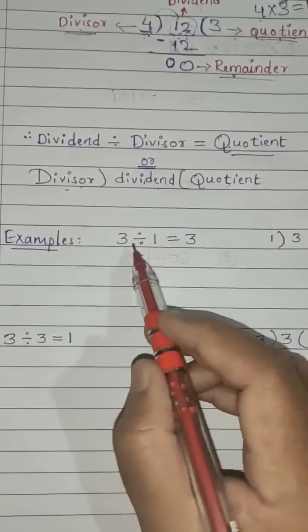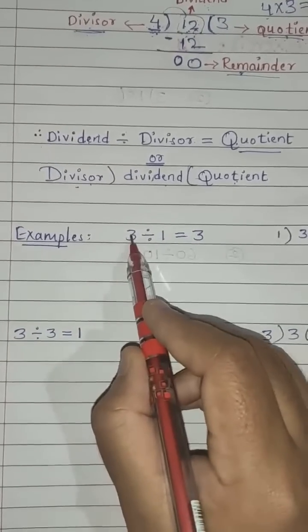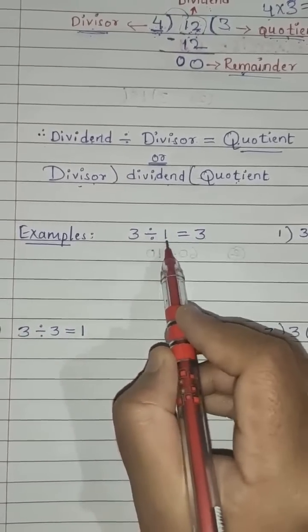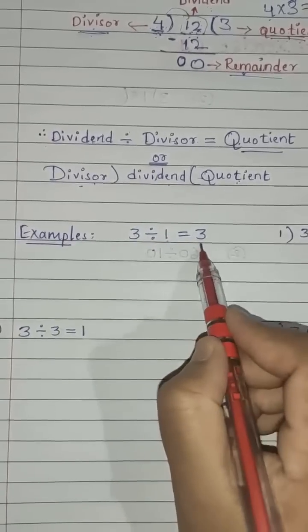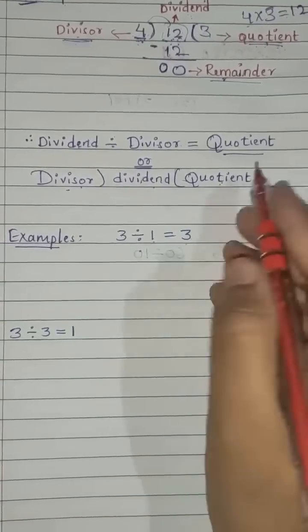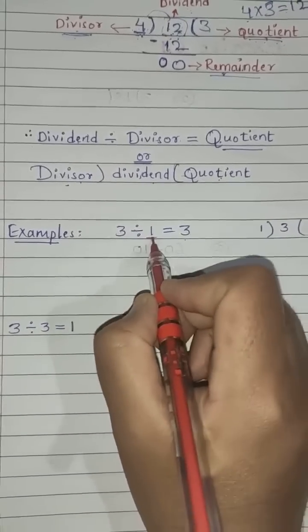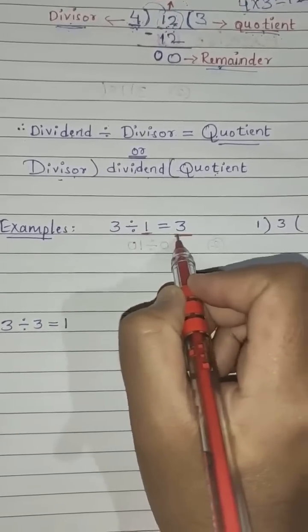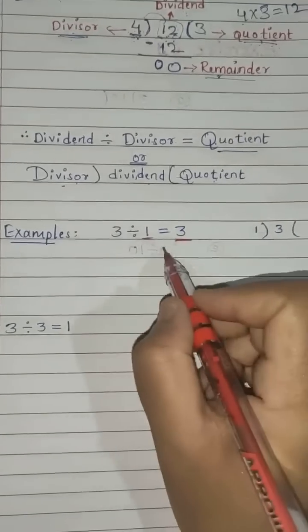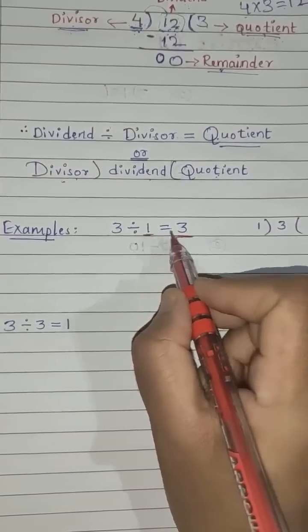Here can you see this? 3 divided by 1 is equal to 3. Here 3 is the dividend, 1 is the divisor and 3 is the quotient, the answer. So any number divided by 1 gives the number itself as a quotient.